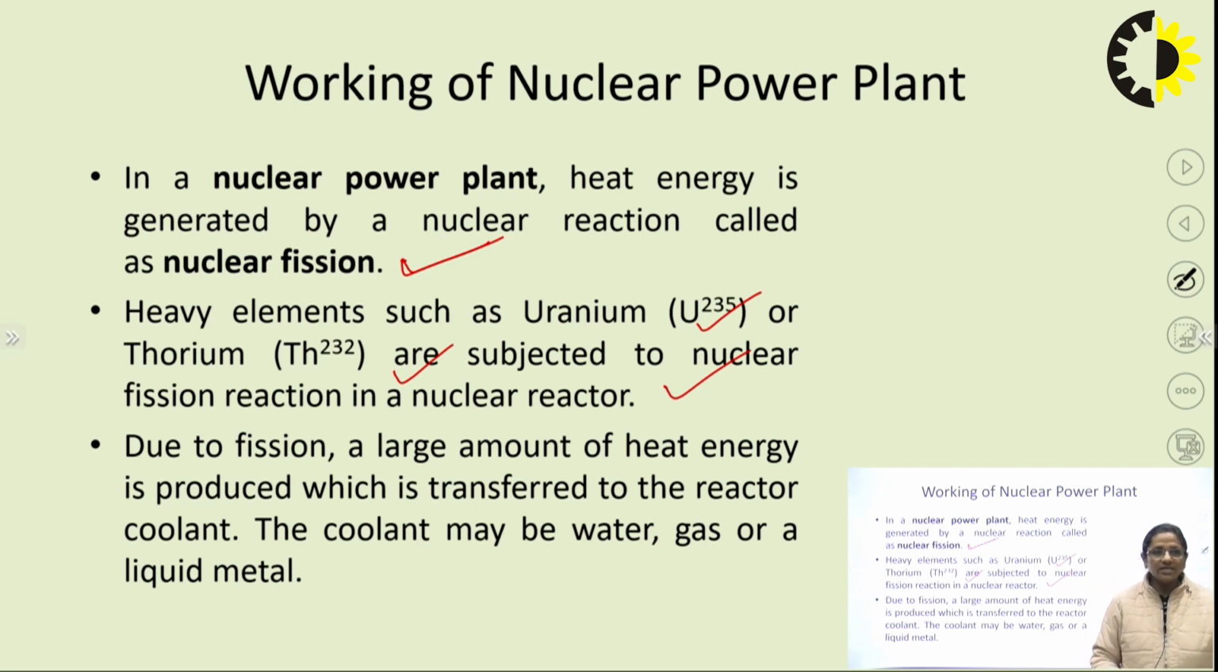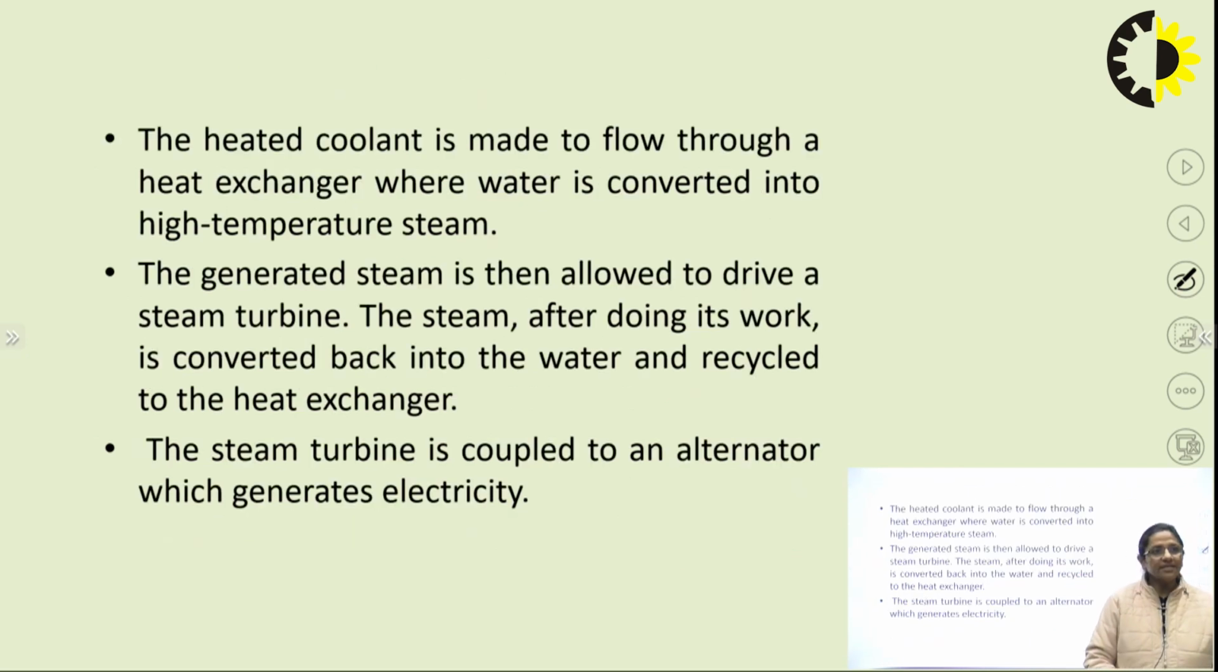A large amount of heat energy is produced as a result of the fission reaction. This heat is transferred to the reactor coolant. The reactor coolant may be water, gas or some liquid metal. The reactor coolant is actually responsible to transfer the heat which is generated inside the reactor as a result of fission process to some other circuit where water gets converted into steam by absorbing this heat. The heated coolant is made to flow through a heat exchanger where water is converted into high temperature steam.